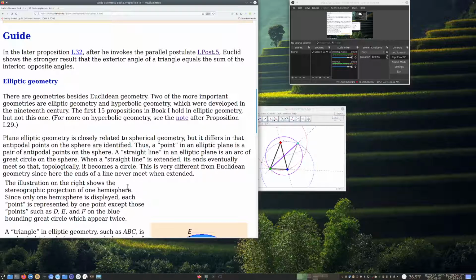When a straight line is extended, its ends eventually meet so that topologically it becomes a circle. This is very different from Euclidean geometry, since there the ends of the line never meet when extended, so it's projective geometry basically. The illustration on the right shows the stereographic projection of one hemisphere.